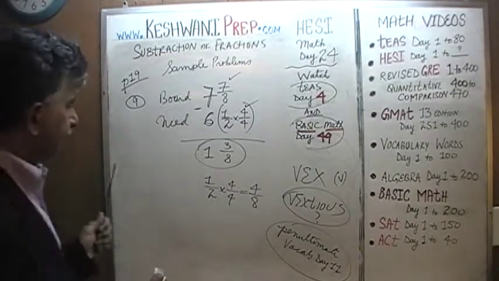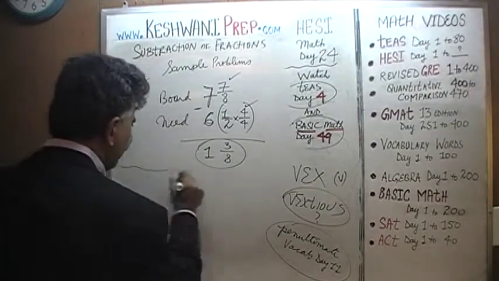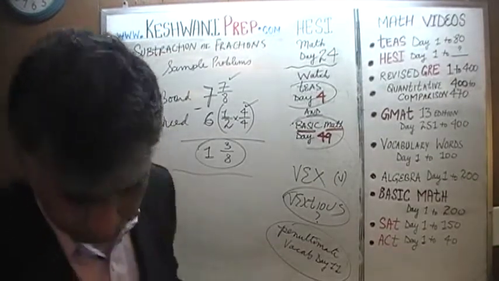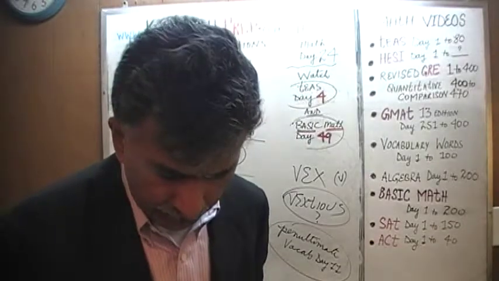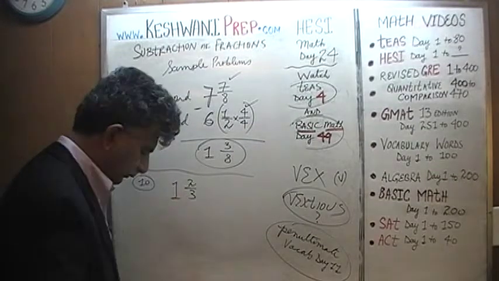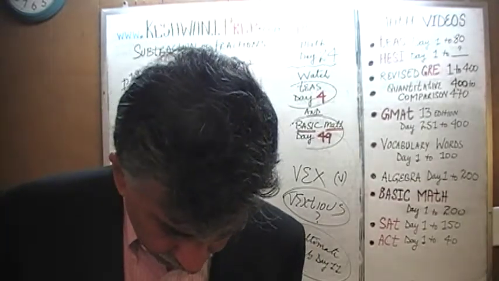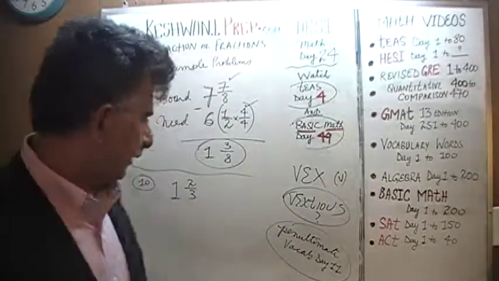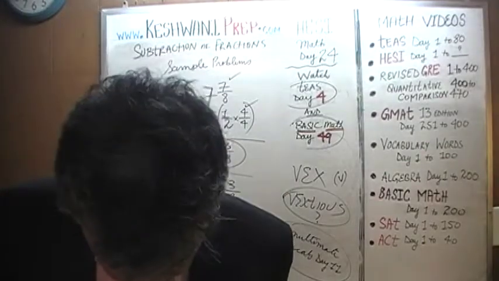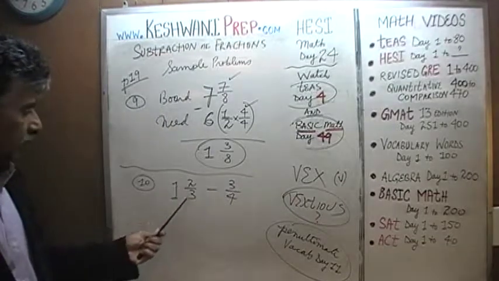Let's do the last one, number 10. Number 10, we are told that, I don't know how to pronounce this person's name, we have 1 2/3 cup of milk, and we are going to use 3/4 of the cup. The question is, how much milk will we have left over? Let's find out. Essentially, they are asking how much is 1 2/3 minus 3/4.